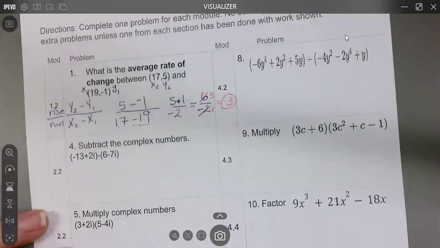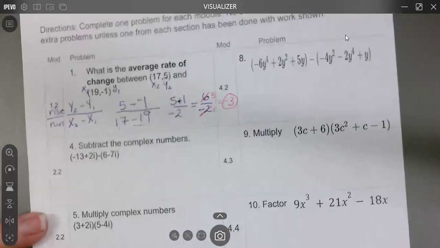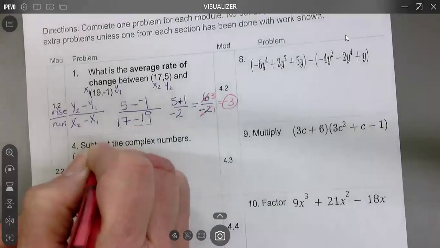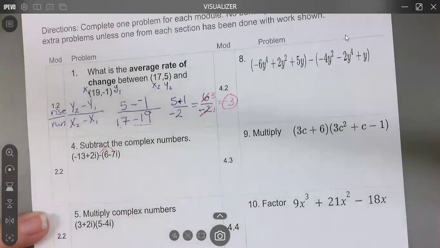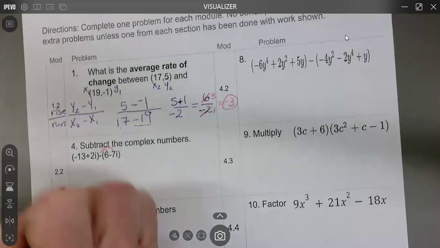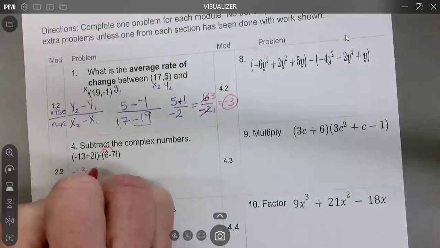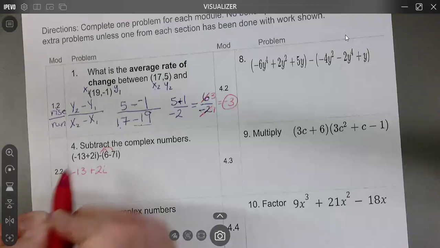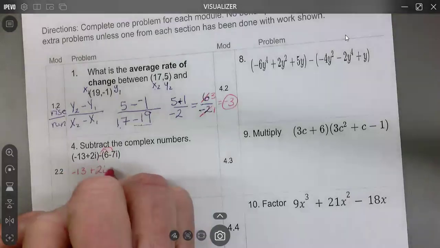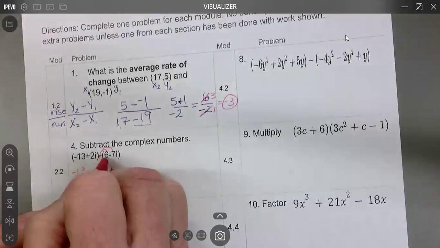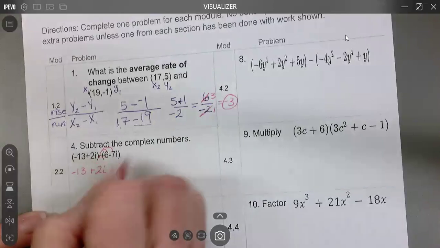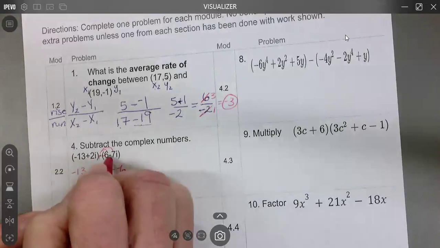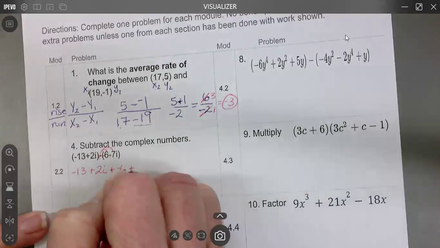Number 4, subtract the complex numbers. So since I have a minus sign here and then parentheses, the minus sign is going to change the sign of everything in the parentheses. So I have minus 13 plus 2i. Nothing changes about the first set of parentheses, right? Then we're going to get plus, right? We're changing this to a plus sign, but changing the sign of everything inside. So that's going to be plus a -6. And then this negative, changing the sign of that negative makes it a plus 7i.